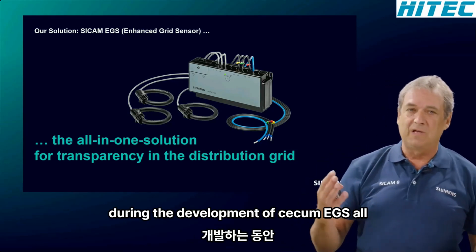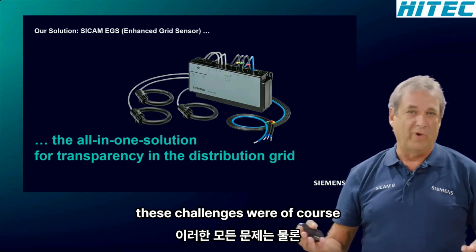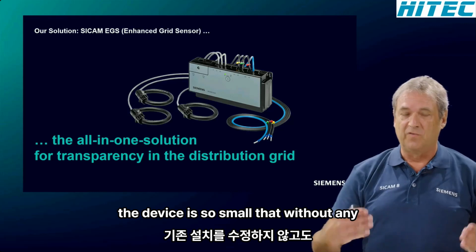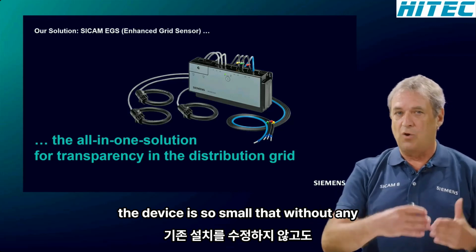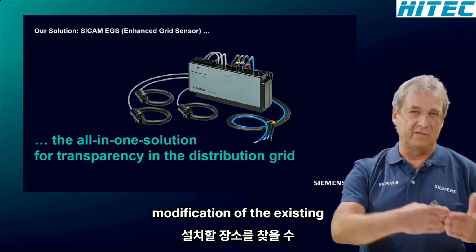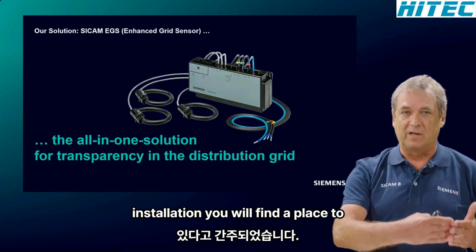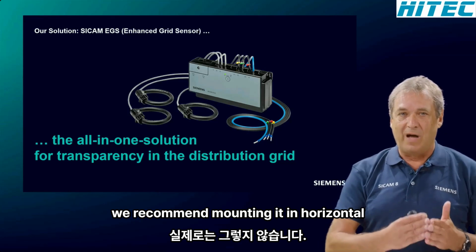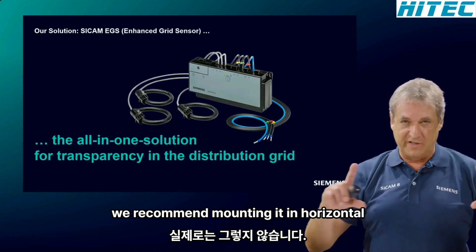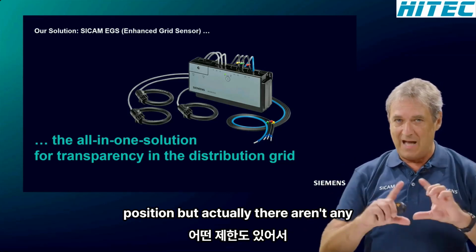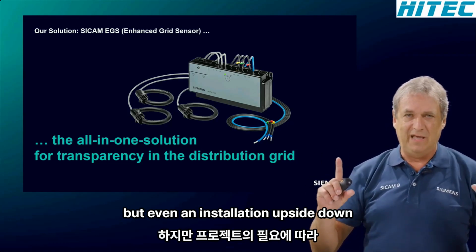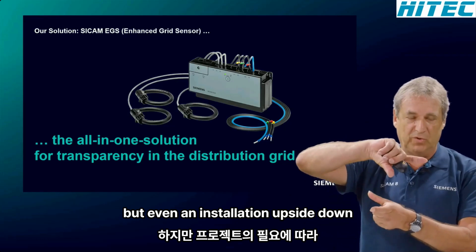During the development of SICAM EGS, all these challenges were, of course, considered. As shown, the device is so small that without any modification of the existing installation, you will find a place to install it. We recommend mounting it in horizontal position, but actually there aren't any restrictions. It does not look very nice, but even an installation upside down would be possible.